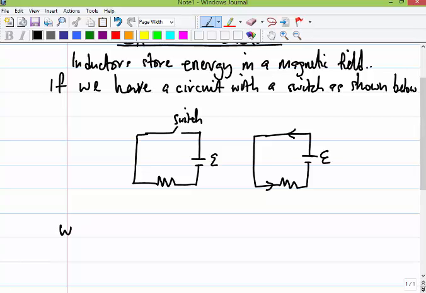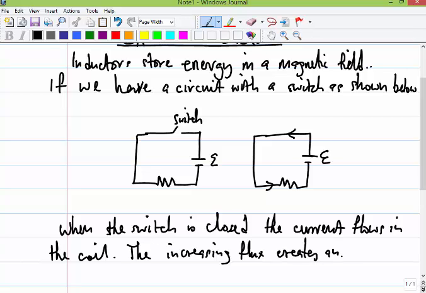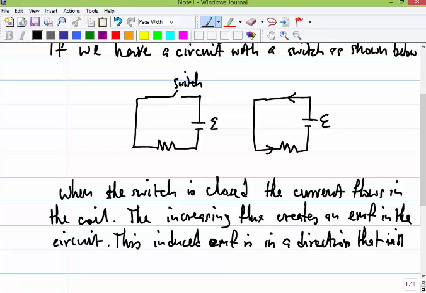When the switch is closed, the current flows in the coil, and the current produces a magnetic field. The increasing flux produces an EMF. The increasing flux creates an EMF in the circuit, and this induced EMF is in a direction that will induce a current.